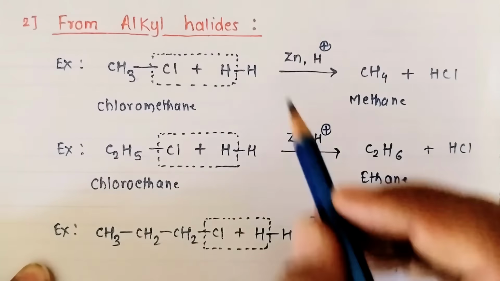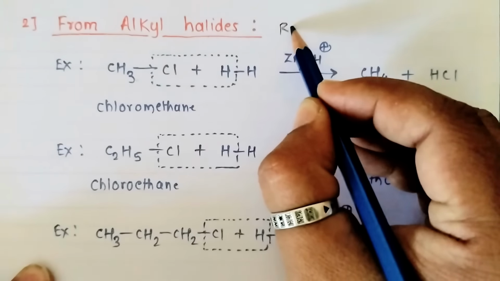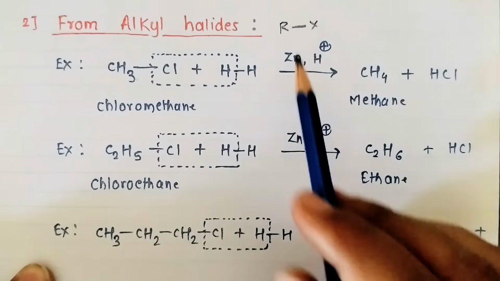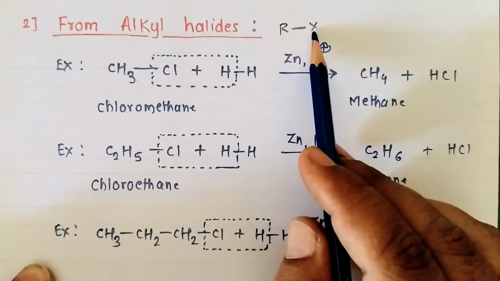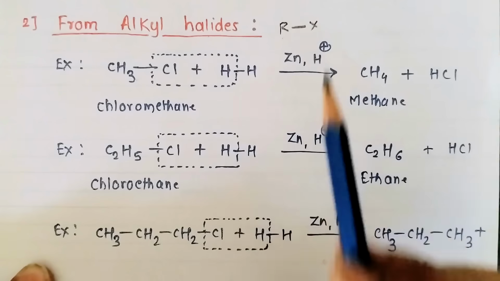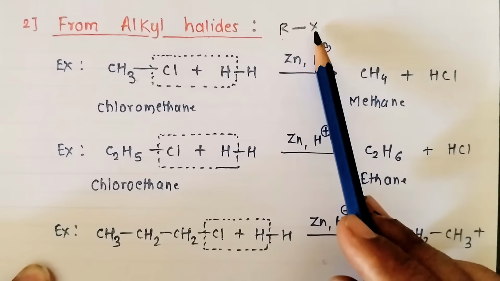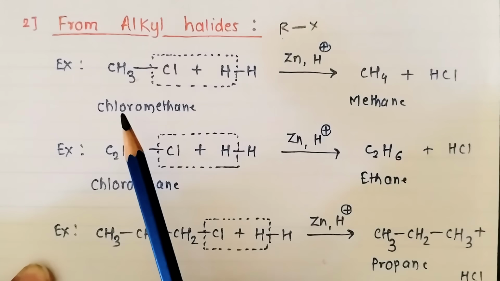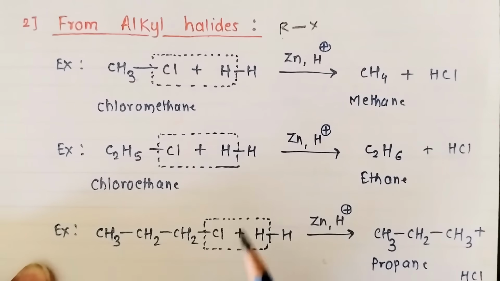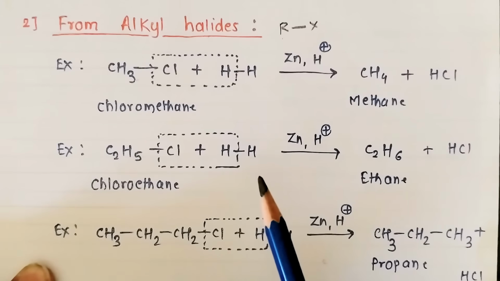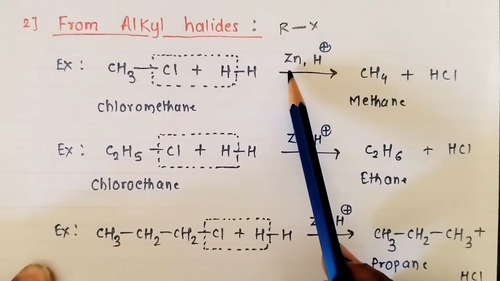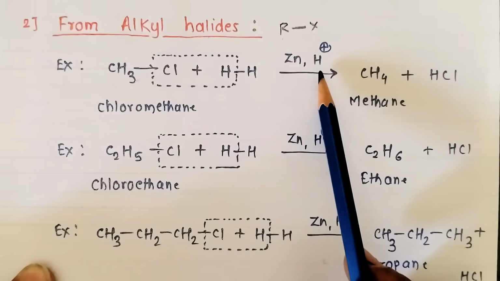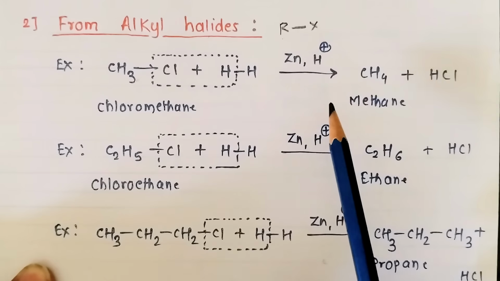Alkyl halide means R bond X. R means an alkyl group, that is methyl, ethyl, propyl, and X means halogens, like chloride, bromide. So these are the alkyl halides. Alkyl halides, except fluorides, undergo reduction with zinc and dilute hydrochloric acid to give alkanes.